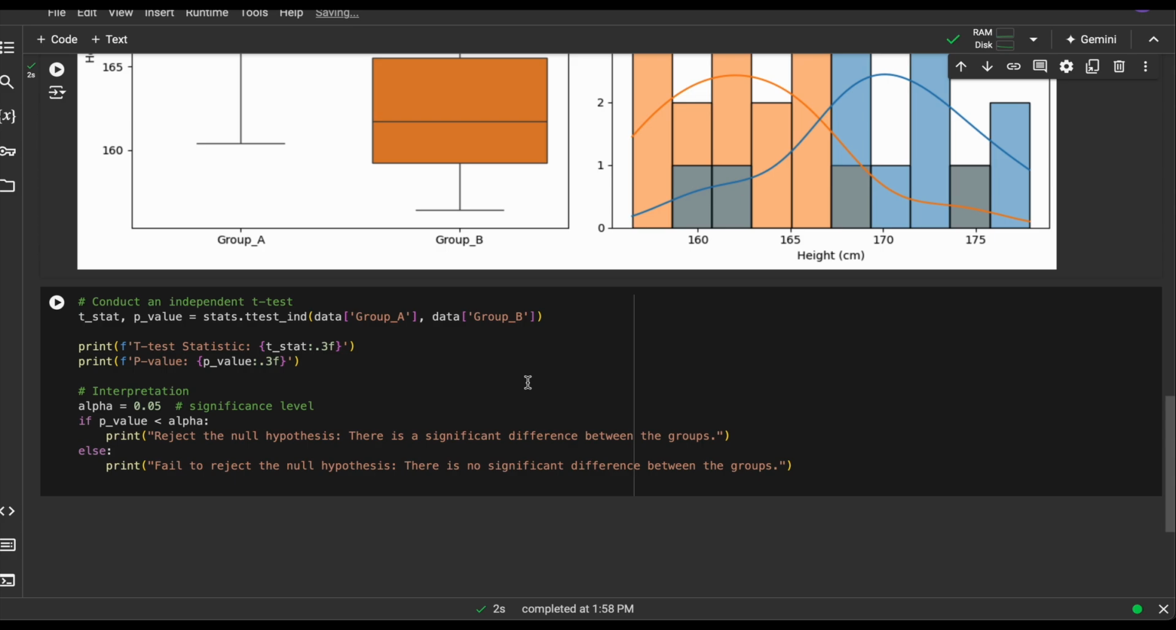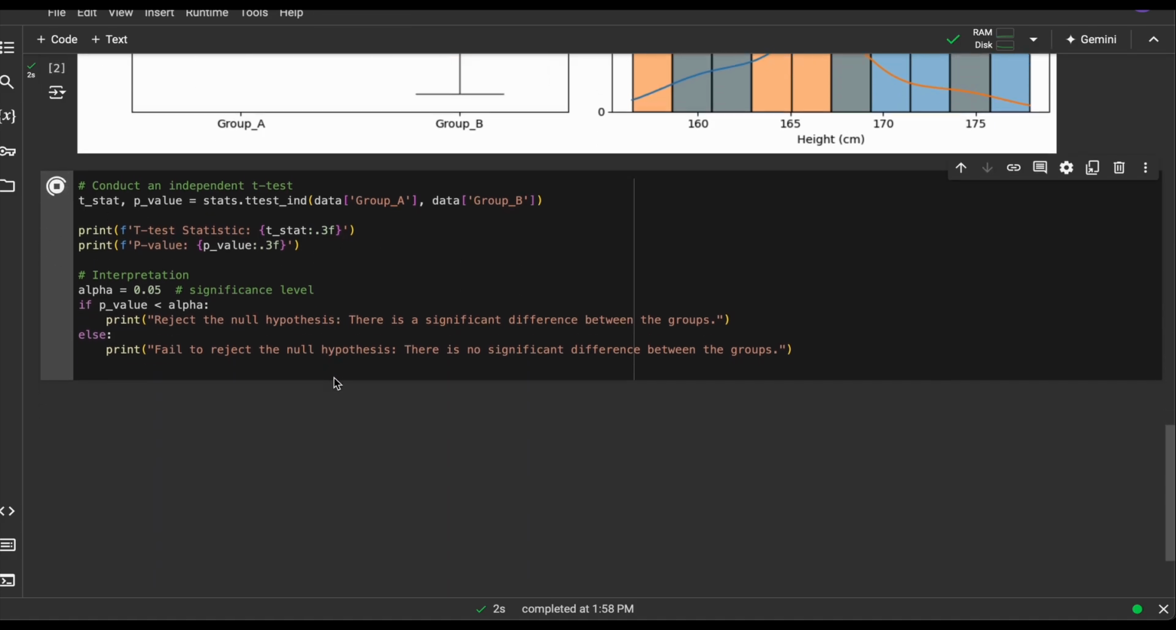Its outputs are two main values, the t statistic and the p value. For the interpretation, we set the threshold alpha to 0.05. Most of the time we take the threshold as 5%, which is 0.05. If the p value is less than 0.05, we reject the null hypothesis, which indicates there is a significant difference between the groups. Else, if the p value is greater than alpha, we fail to reject the null hypothesis, meaning there is no significant difference.